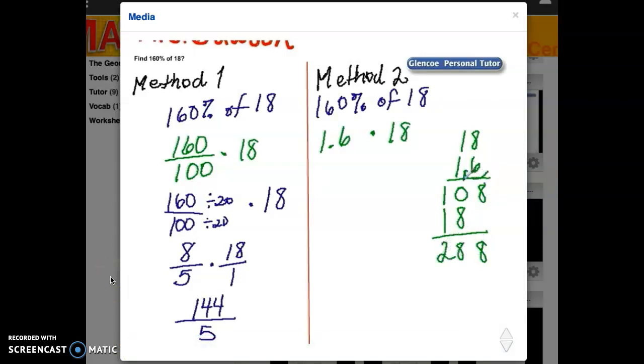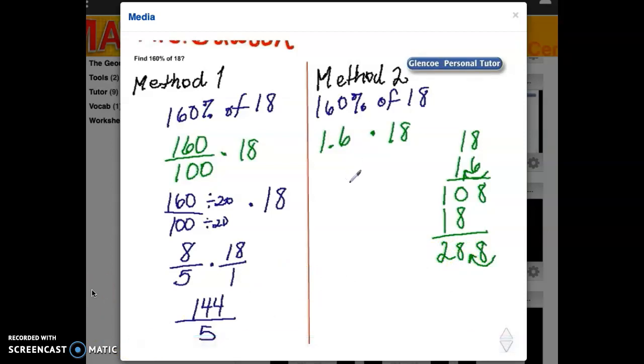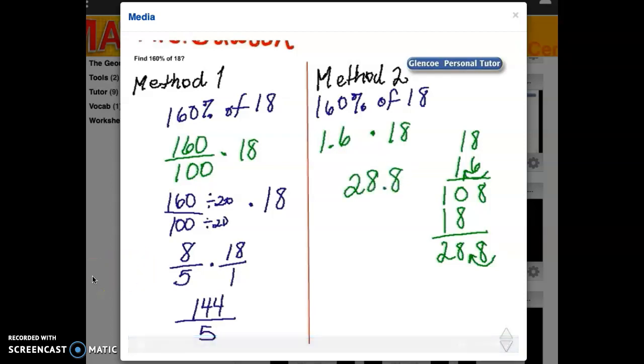We had one placeholder, so we'll go to the answer and put one placeholder. When she says placeholder, what she means is that decimal point. What she's saying is that since it's 1.6, that one decimal point, we need to put that in the answer. So it moves over one place, so our answer is 28.8. Using decimals, 160% of 18 is 28.8. 28.8, or 28 8/10, is equivalent to the fraction 144/5.